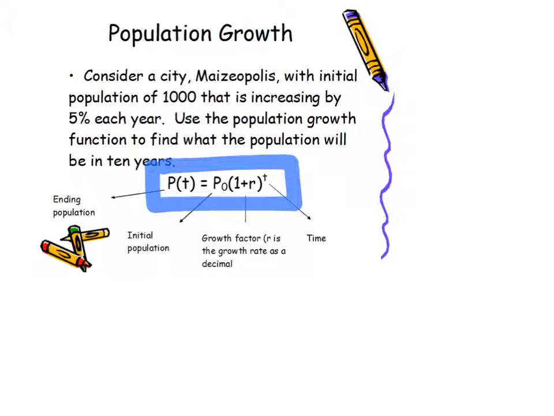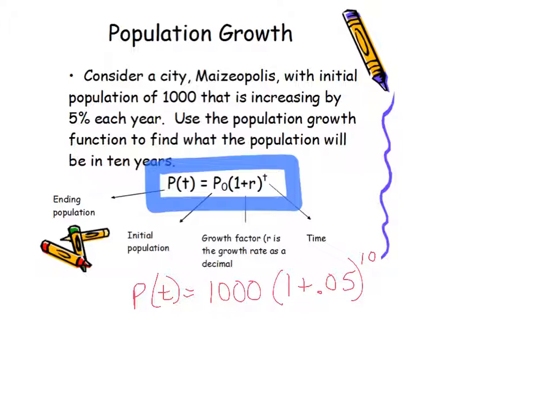Let's write it. Ending population is actually what I'm looking for. The initial population was 1,000 times 1 plus 0.05. You can probably just do that in your head and call it 1.05, to the T, time, they told me 10 years. Notice this is an easier problem because I'm looking for the Y here instead of looking for the X. I can just type this in my calculator. I don't have to graph it or anything. Let's just type it in. Just on your home screen.